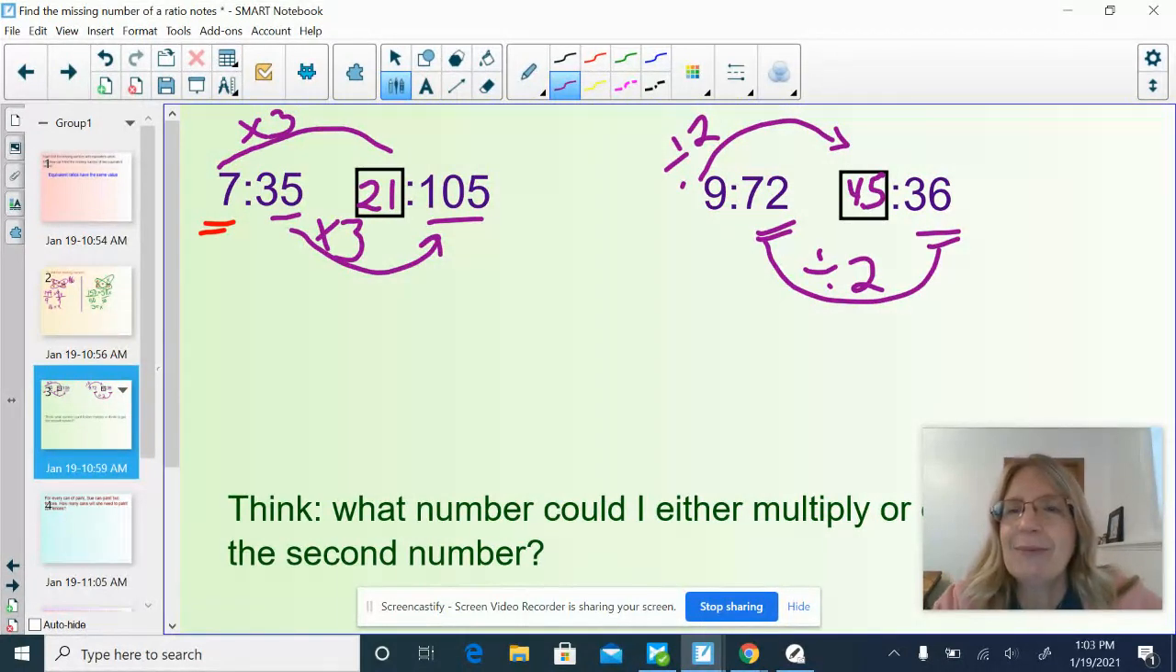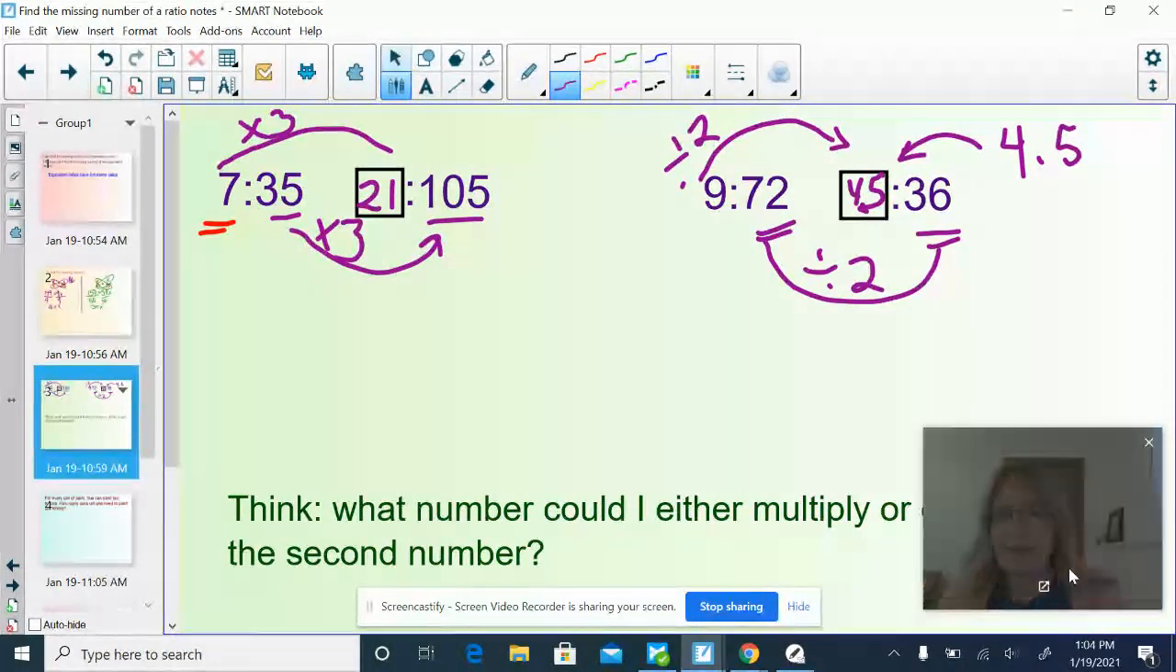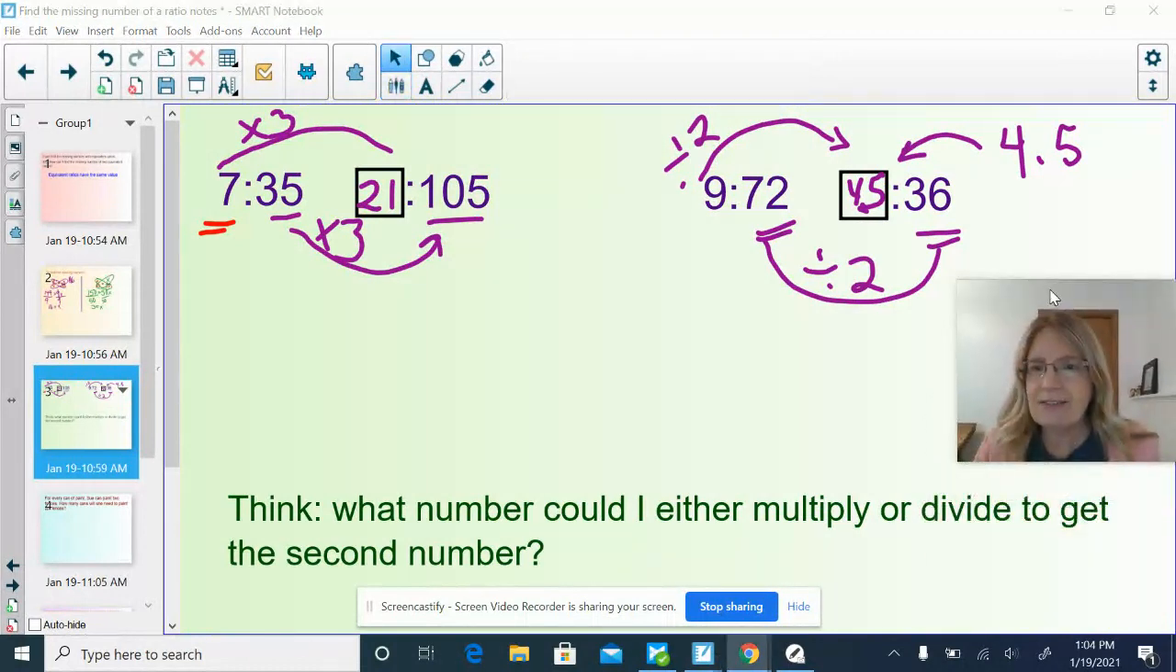Sorry. Let me write that a little bit larger. That number is 4.5. I would use my calculator on that one, guys. Whoops, sorry. Let me try to make my decimal bigger. So think, what number could I either multiply or divide to get the second number? Oh, let me see if I can just quickly move this if you need that. Oh. All right, last, or do we have 2 more slides?